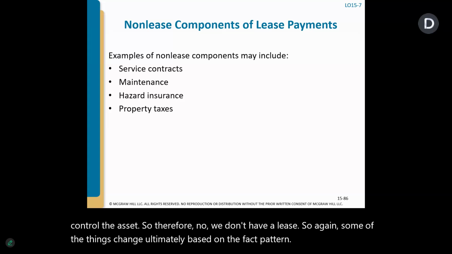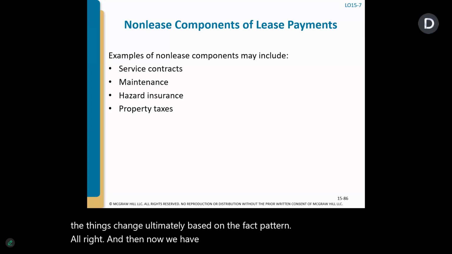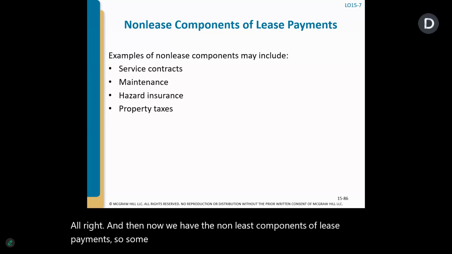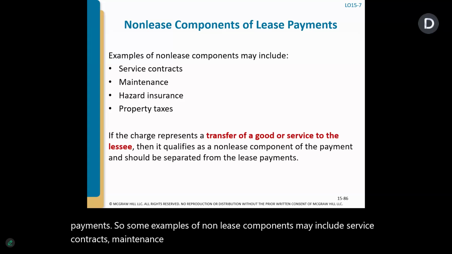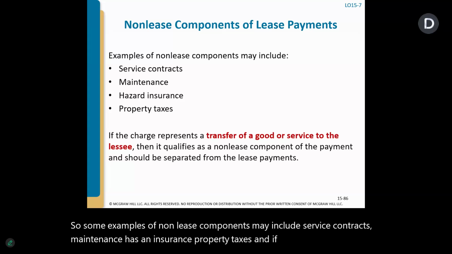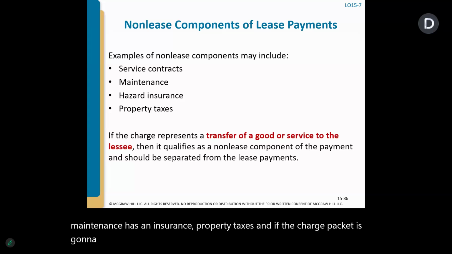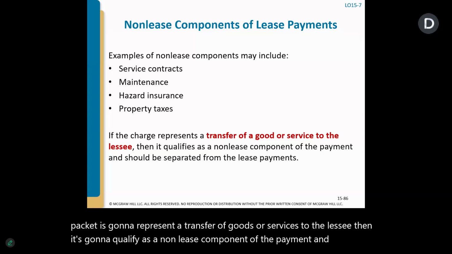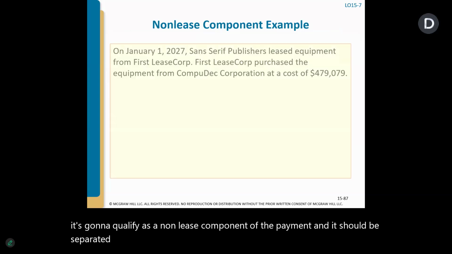All right. And then now we have the non-lease components of lease payments. Some examples of non-lease components may include service contracts, maintenance, hazard insurance, property taxes. And if the charge is going to represent a transfer of goods or services to the lessee, then it's going to qualify as a non-lease component of the payment, and it should be separated from the lease payment.